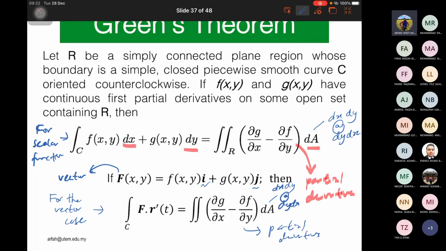Dia tak payah nak gantikan dengan x(t), y(t), find the first derivative of vector r and then buat dia punya dot products. Okay. So Green's theorem gives you an alternative for this one. This one is actually F dot dr. So Green's theorem is actually an alternative to the line integral in a much more simple way.